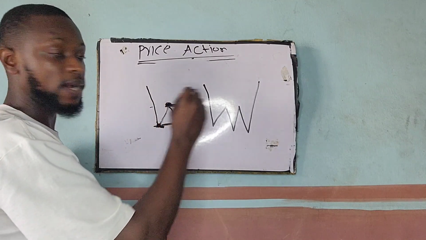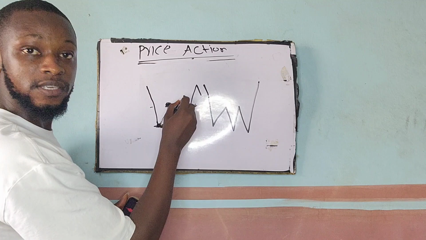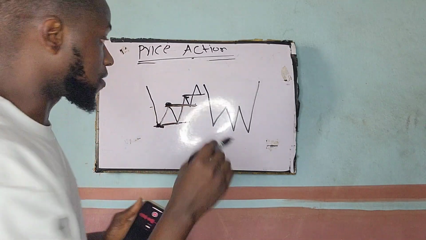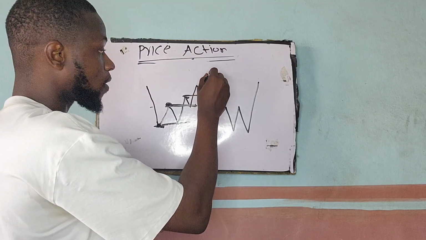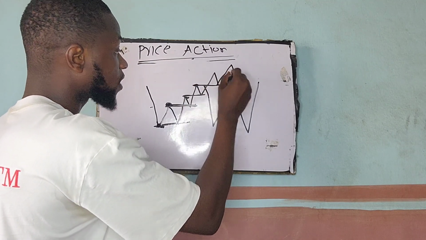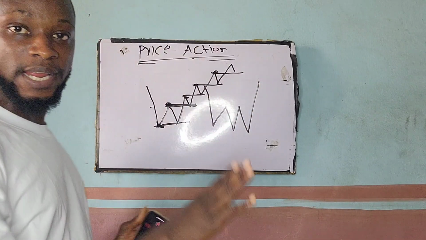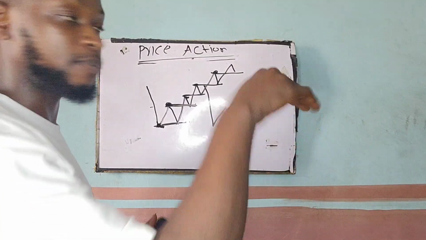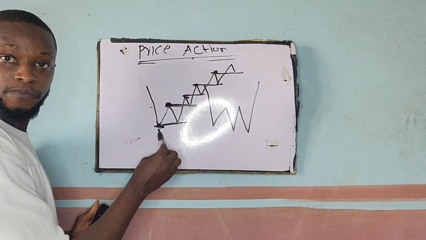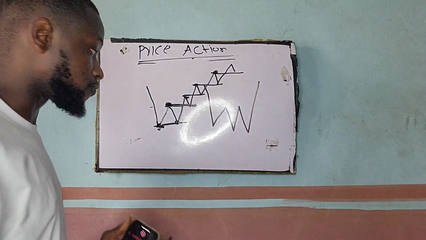Market will drop to this level, then go up again, then drop to this level, create that step. Then it drops again to this one, creates another step, and drops again to this level. Pay attention to the steps: it started from this W.